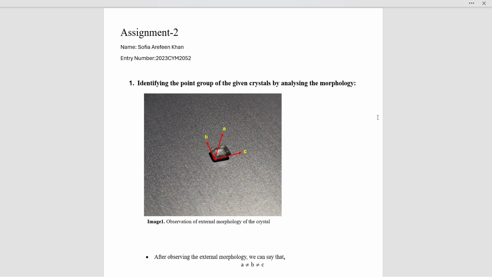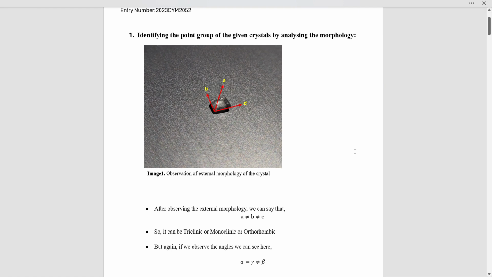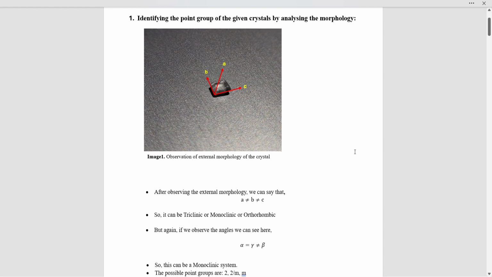So first, I tried to determine the point group of the given crystal. I took photographs of the crystal and observed the external morphology. After observing the crystal, I can say that the edges of the crystal were not equal to each other. So I can say that a is not equal to b and not equal to c. So it can be a triclinic, monoclinic or orthorhombic system.